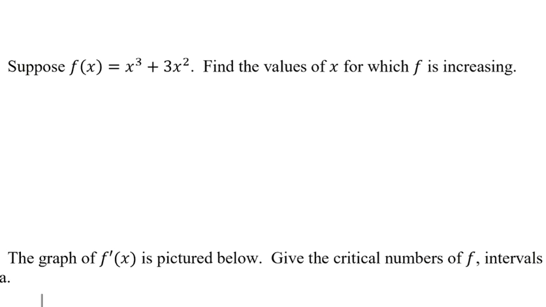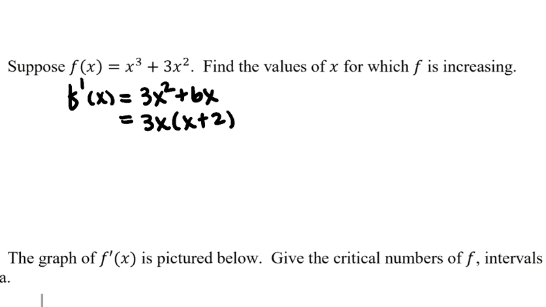Right, so going back, here it is. I finally found it. The question that asked, where is f increasing? Okay. Well, what we're going to do is take the derivative and figure out where it's positive. F prime of x equals 3x squared plus 6x, which is 3x times x plus 2.